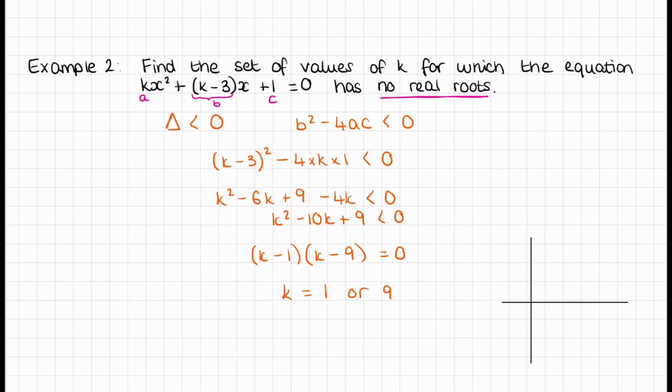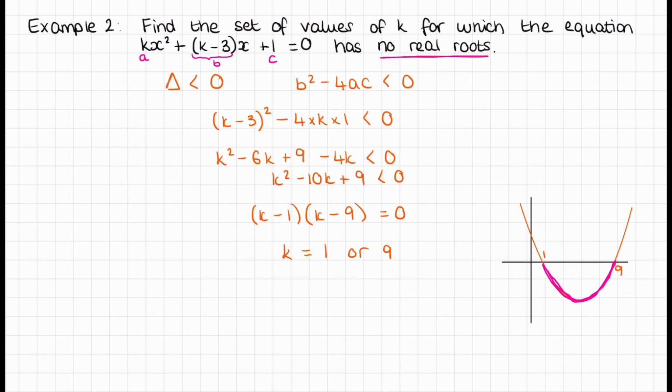So if we think about the graph in this situation, we know it's crossing at 1 and 9, so it's going to be a bit like that in some way. This will be 1 and this will be 9. Now the question is, we want to know when this original quadratic has no real roots, which is when it's less than 0. So we're wanting the values where this graph is less than 0, which is here. So it is the bottom part of that graph between 1 and 9. So for this quadratic in the question to have no real roots, k has to be between 1 and 9.